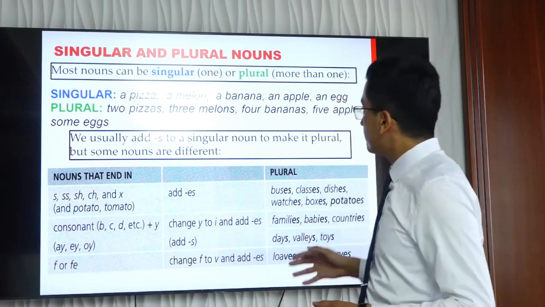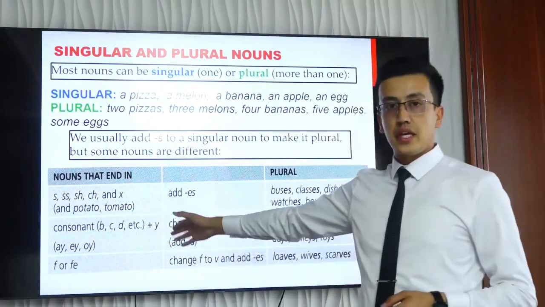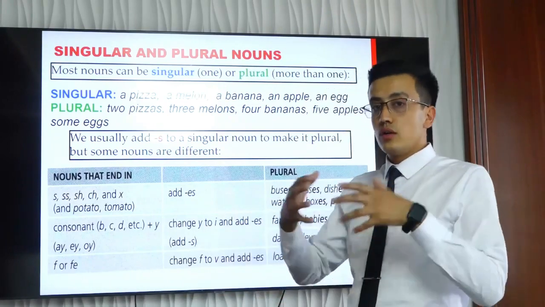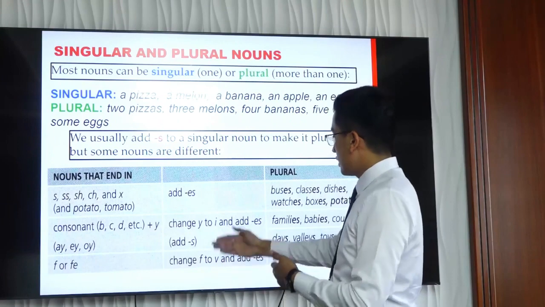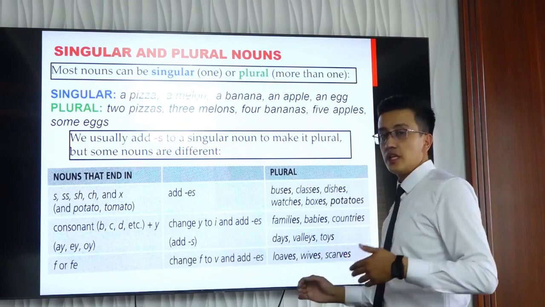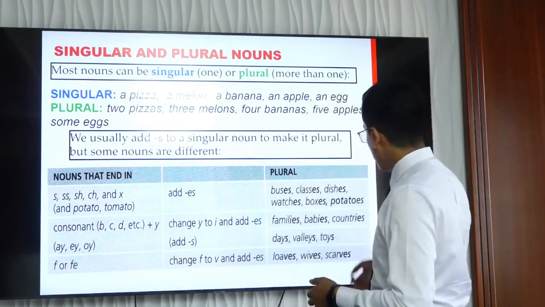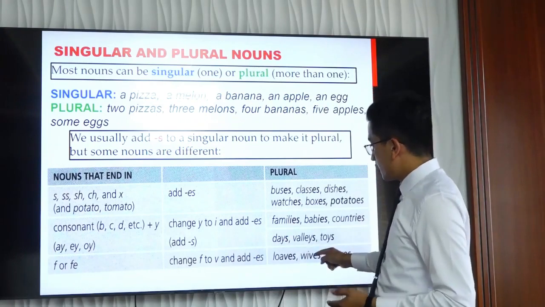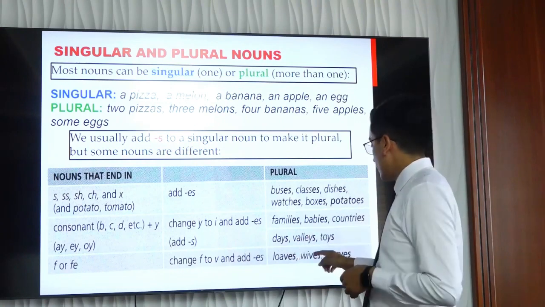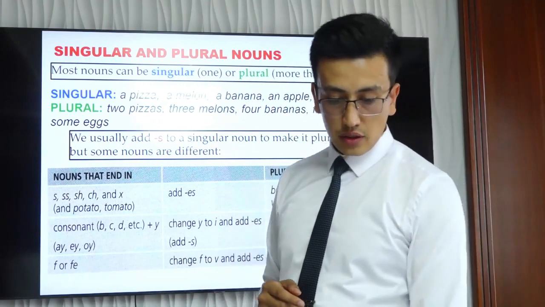And the next rule is about the letter F and the letter combination FE. If your noun ends with these letters, you should make another change. This means F changes into V. And here, for example, wife, you can see at the end of the word we have the letter combination FE. That's why we add S, and we should change the letter F into V. In this case, wives. If it's clear, let's talk about the next topic.